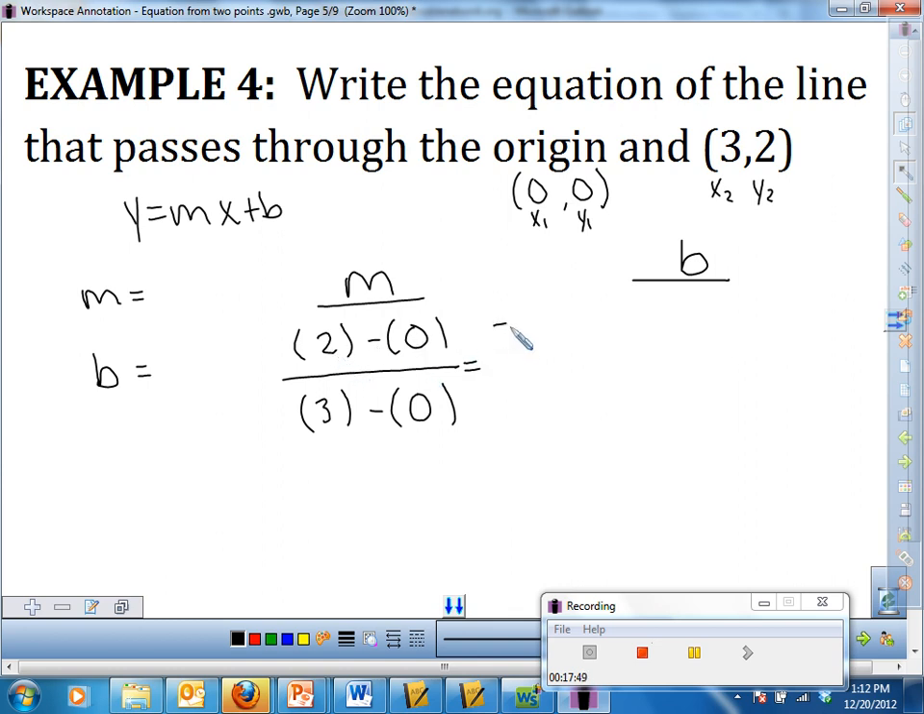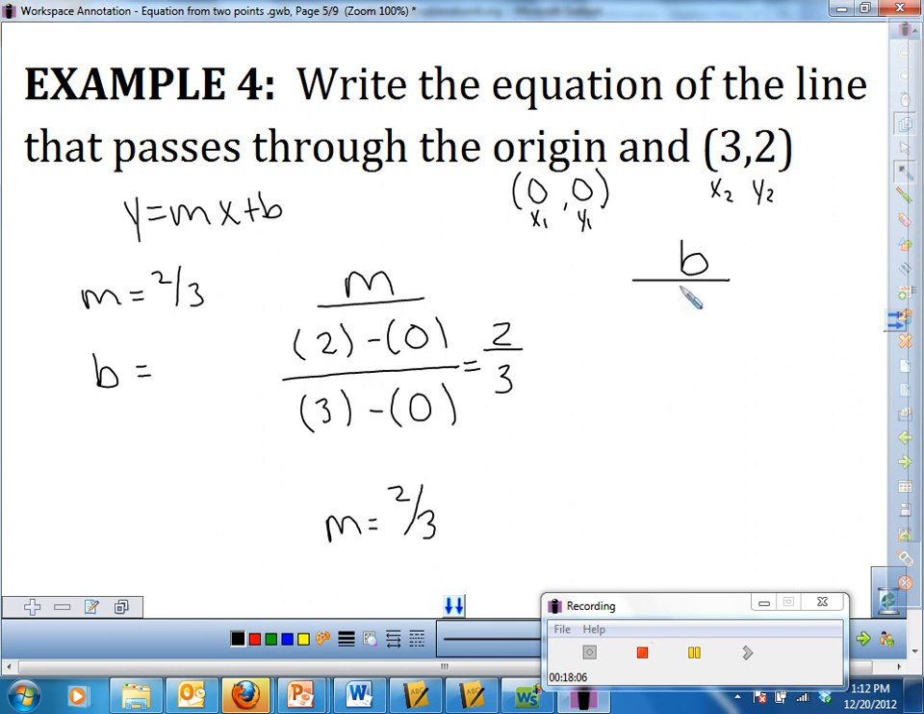2 minus 0 is 2. 3 minus 0 is 3. So I'm going to check, and 2 over 3 does not reduce. So I'm going to leave my slope as positive 2 over 3. I'm going to write that over here, 2 over 3. Alright, now I'm going to solve for b.